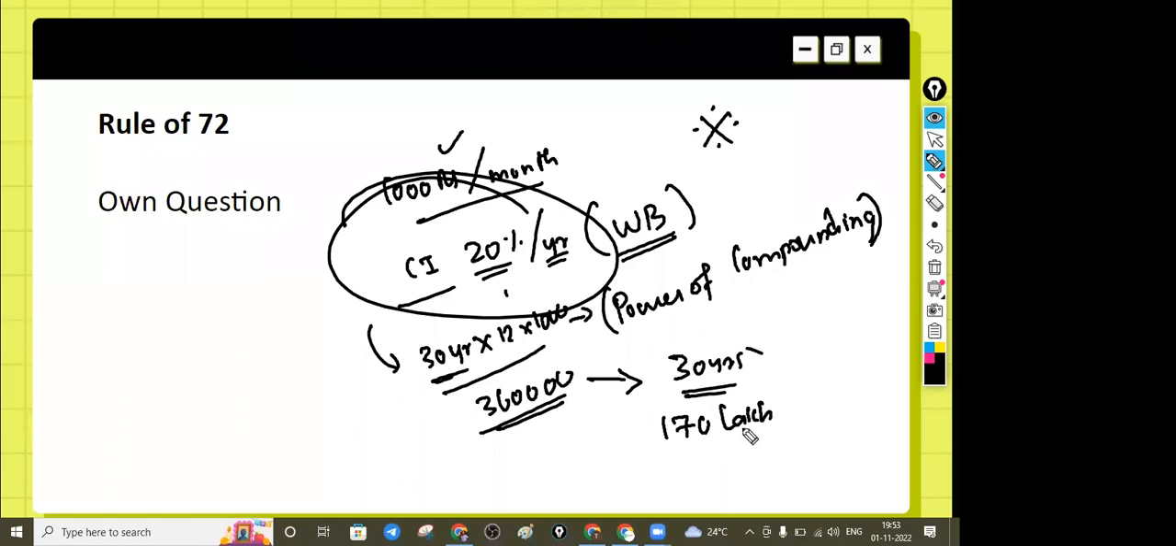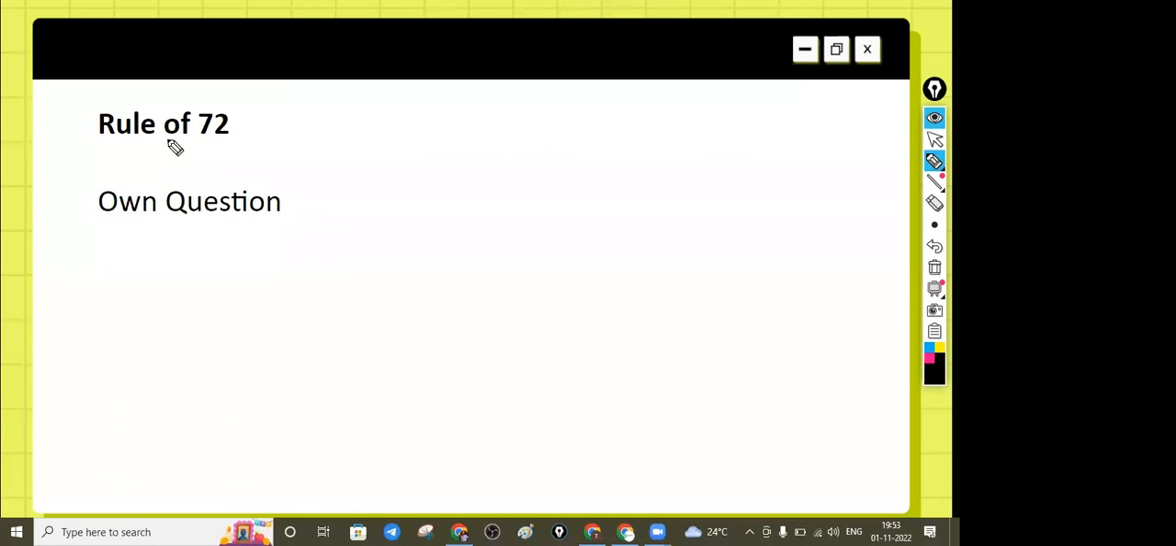It will be huge. I'm not explaining in detail because it will take a lot of time, but I'm just explaining that it is very useful for your real life if you understand the concept of the power of compounding. The rule of 72 is a very simple rule in compound interest. See here, if you are getting a compound interest of, let's say, 12%, and you want to understand in how many years the amount will be doubled.